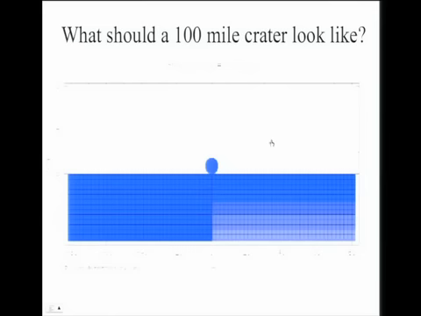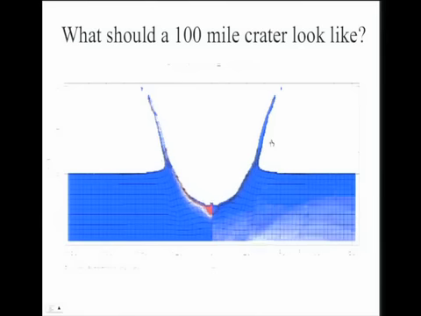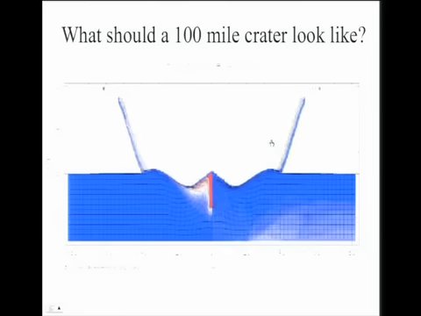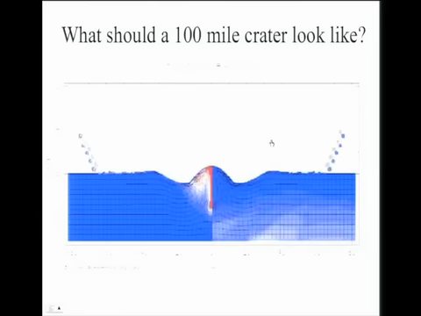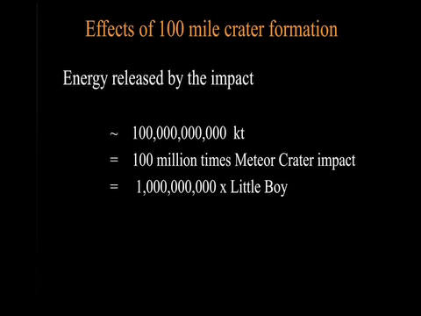Okay, so in this case, you get rebound. It's energetic enough to have forced down and compressed the Earth's surface, and it responds with uplift in the center. You also get a lot more melting and a lot more ejecta. Okay, so the energy released from the formation of a 100-mile crater, that's a lot of zeros. It's 100 million times more energetic than the formation of Meteor Crater, which makes it 1,000 million times larger than an atomic bomb blast.